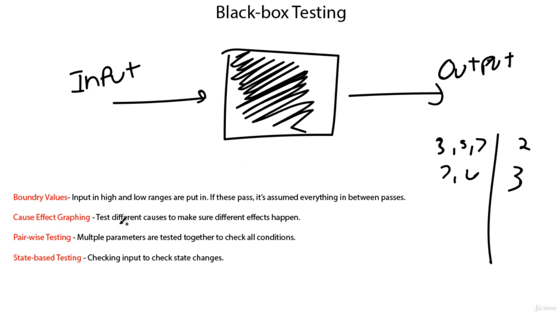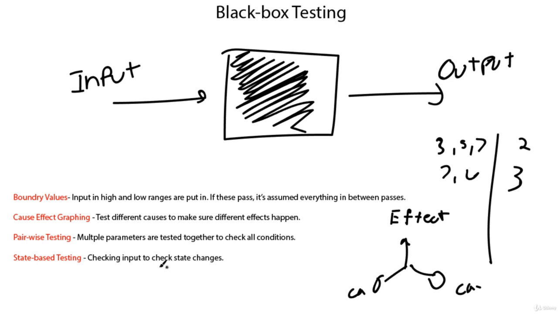Cause-effect graphing is where we test different causes to make sure different effects happen. And this gets, again, very, very complex. You're creating these graphs of cause and effect values, and you're trying to see what the end effect is. So you're trying different causes, which are just the input, and you're trying to see the similar effects.